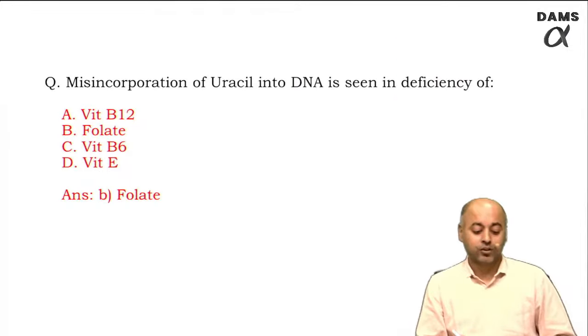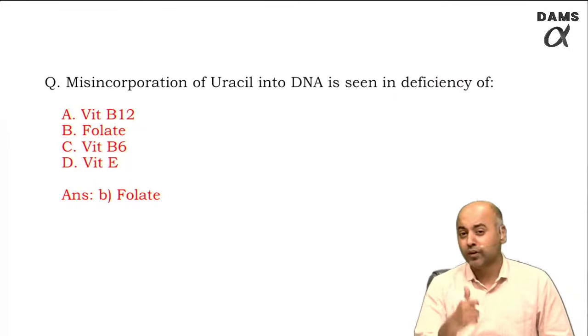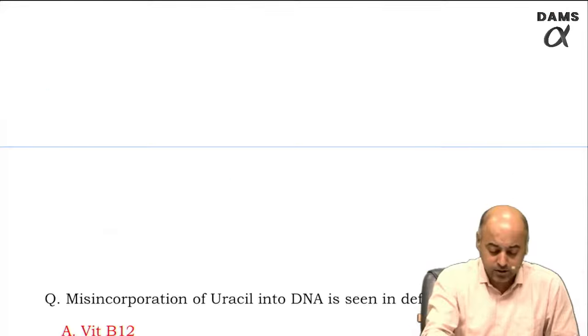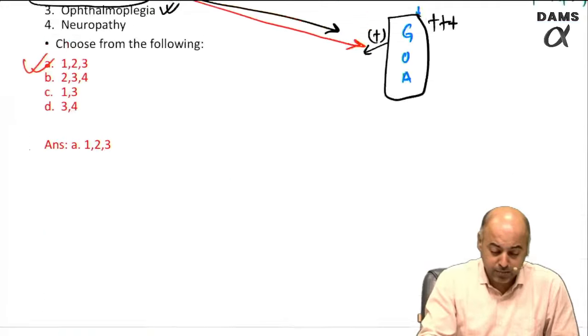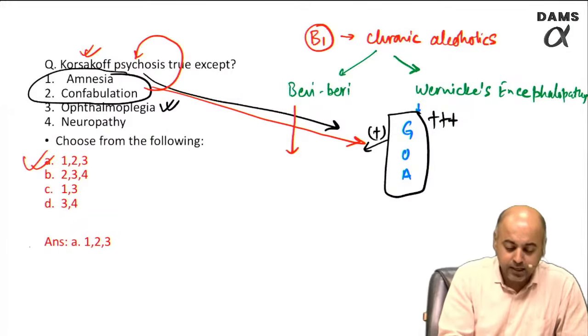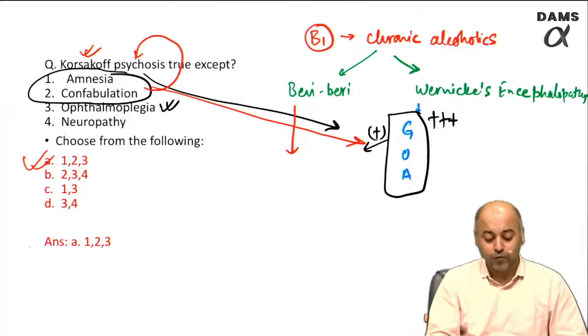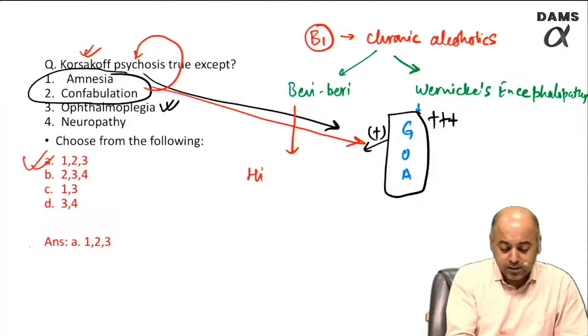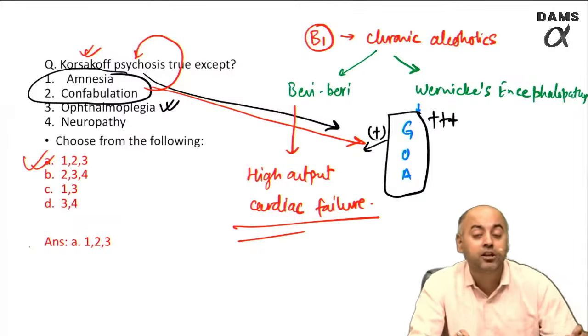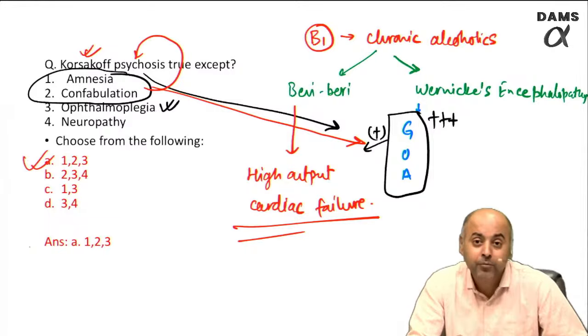Okay, so that was about the vitamin B1. Very commonly we get the question on beriberi and the Wernicke's. About the beriberi, one important thing that I would want to tell you is that in the wet beriberi, there is this characteristic finding of high output cardiac failure. High output cardiac failure is a very characteristic feature which will be mentioned in the wet beriberi.